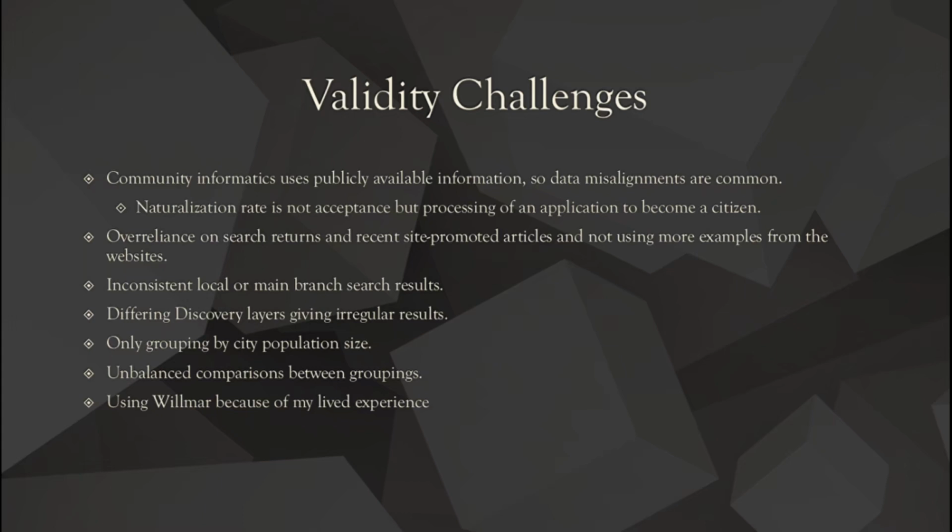Moving on to validity challenges. There were several here I feel I need to highlight. First, community informatics uses publicly available information, so data misalignments are extremely common, such as the naturalization rate, which is not an acceptance, but a processing of an application to become a citizen. I also had an over-reliance on search terms and recent site-promoted articles, and not using more examples from the websites, both of which had some extensive lists, but I used recent articles to reduce the number of libraries.